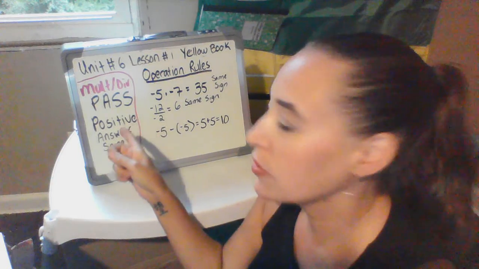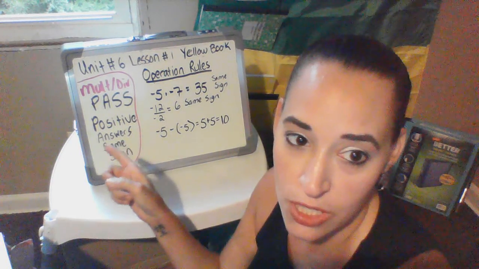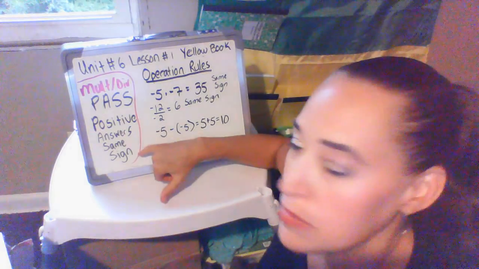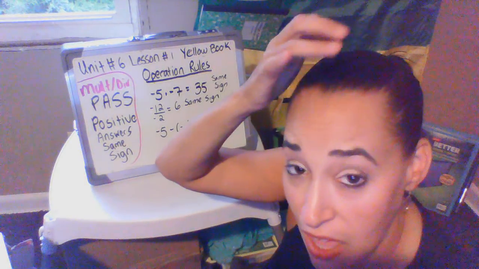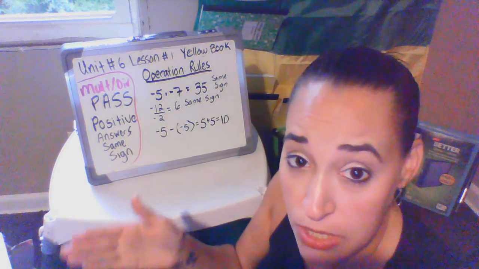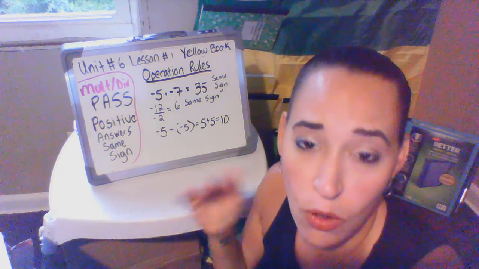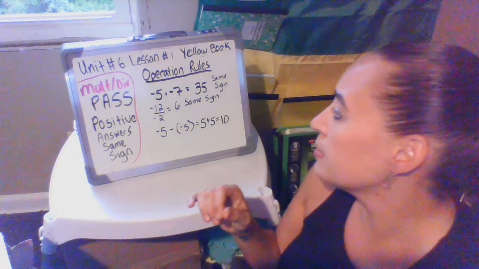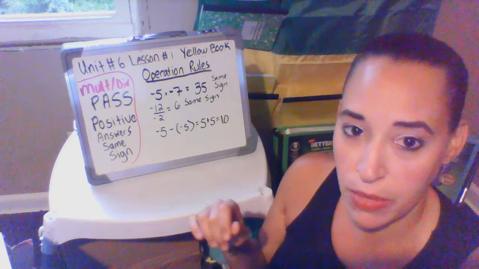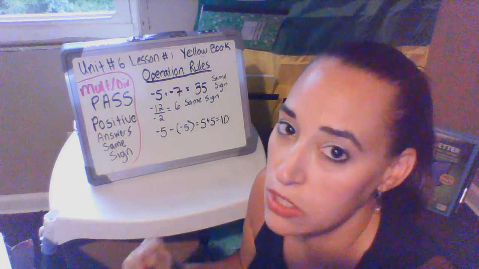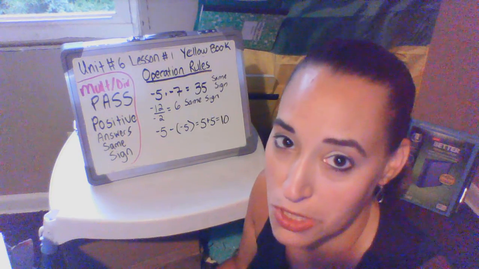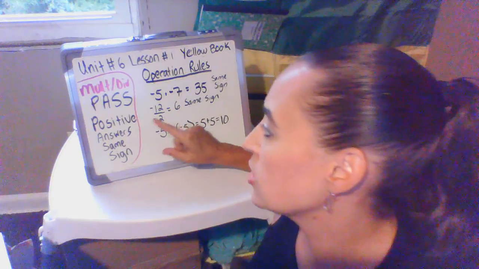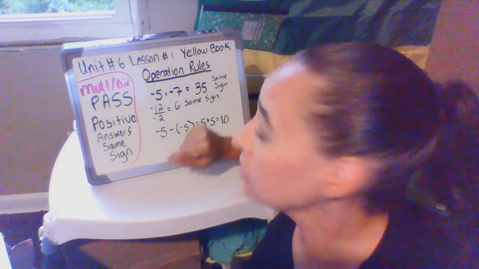So there is a trick for multiplication and division. It's called PASS, and it means positive answers, same sign. So if it's the same sign for both of the numbers, then it's a positive answer, but it only works for multiplication and division. We're going to have to go back to what we learned in elementary school for addition and subtraction. So let's look at some multiplication and division with this new rule we just discovered.